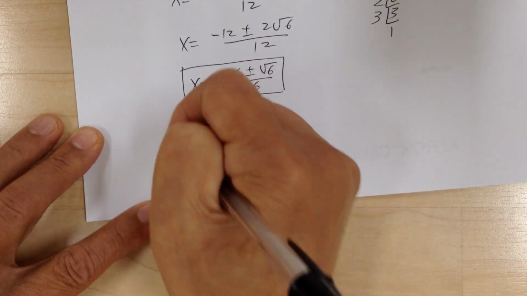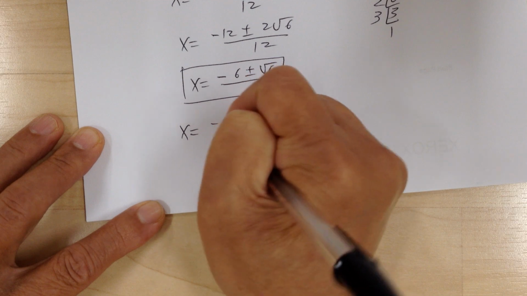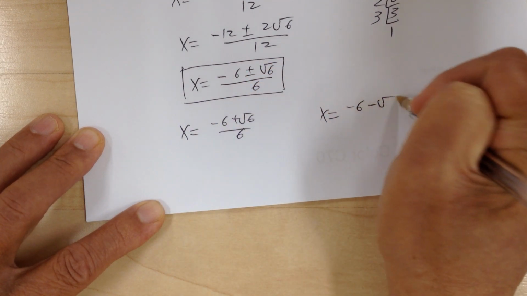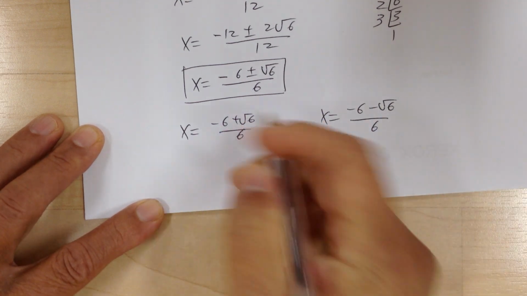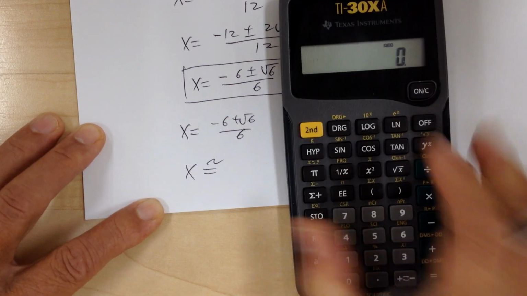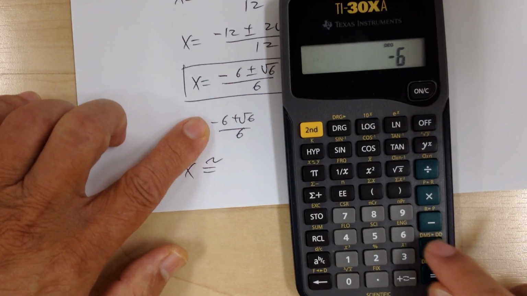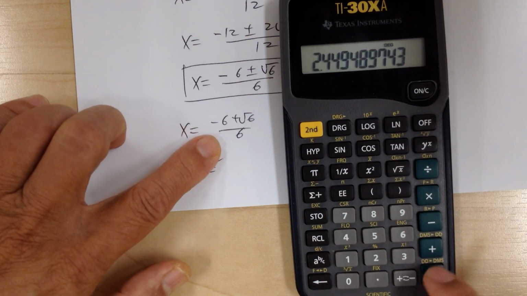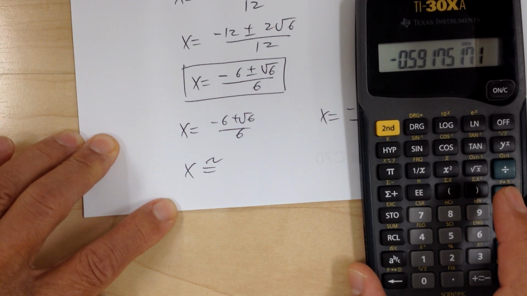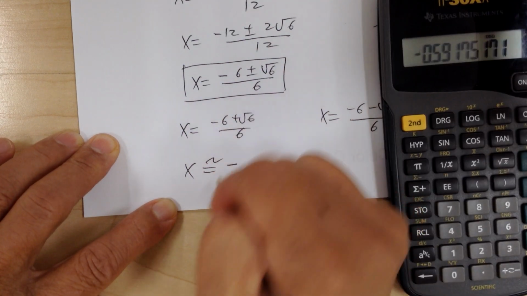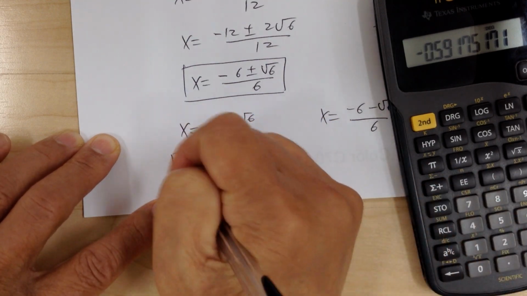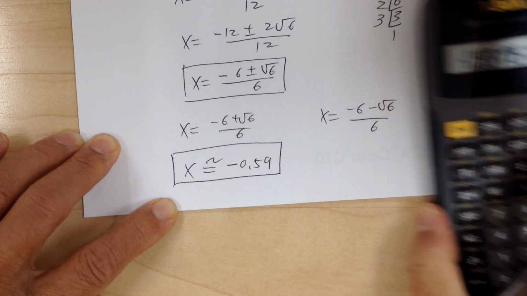To approximate, you have to separate the plus and minus. So x equal to negative 6 plus square root of 6 over 6, and x equal to negative 6 minus square root of 6 over 6. So x is approximately equal to negative 6 plus square root of 6. Again, push equal before you divide. So you're going to get negative 0.59. That's the first one.